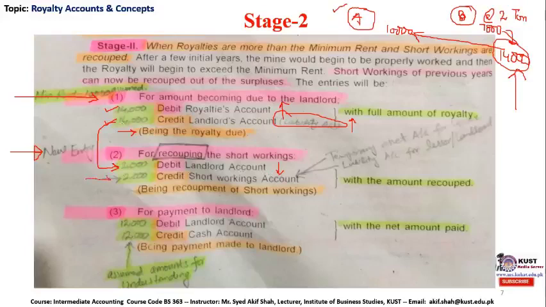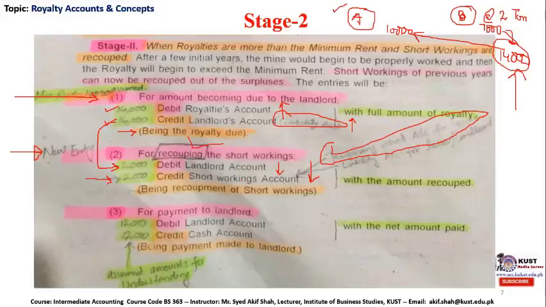Then we have to credit the short working account, which was a temporary asset or an account receivable in the books of the lessee. So this account receivable has to be written off. When there is a decrease in an asset account, it is recorded by a credit entry. So we have credited 2,000 rupees in the short working account. Since we have to recoup the short working, we have written off the short working which we previously paid in the initial year of the deal of this lease account.